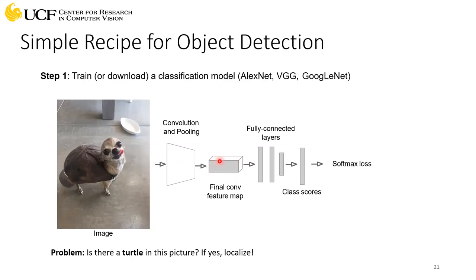And I think you did this for your programming assignment as well. Then once you have these features, you can add some fully connected layers to classify which object is present. And you have a softmax for that, which means that you only have one object category per image. So this is your standard network architecture for a classification problem. Okay, so let's see how we can use this to do object detection. So that's the first step.